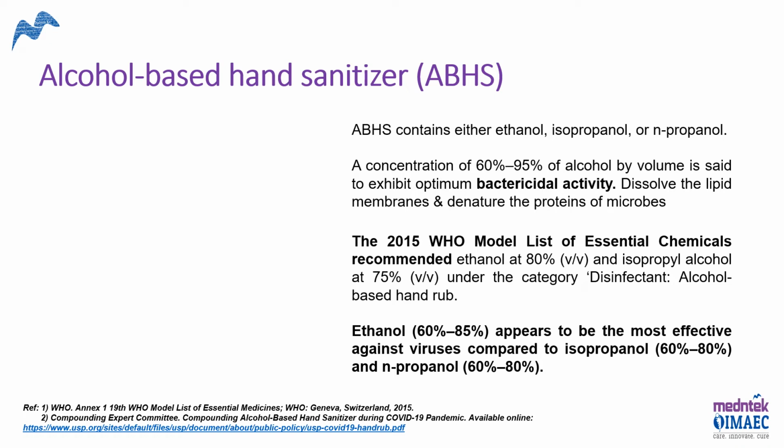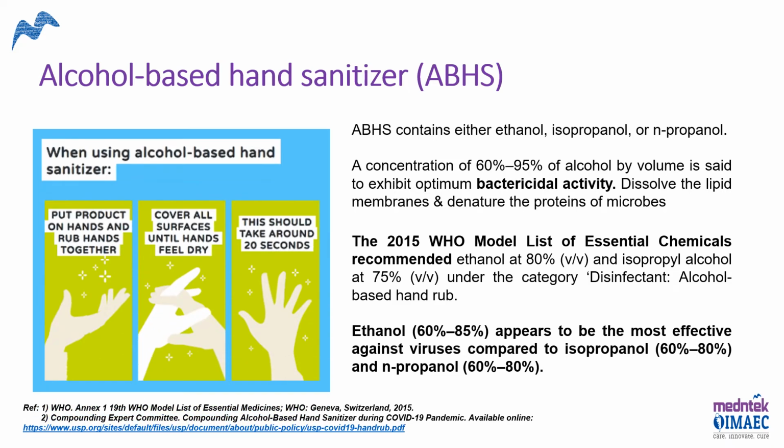The 2015 WHO model list of essential chemicals have recommended that a concentration of 80% of ethanol whereas 75% of isopropyl alcohol are very potent and effective in killing the bacteria and most of the organisms. Similarly, ethanol in the range of 60 to 85%, whereas isopropanol in the range of 60 to 80% and N-propanol 60 to 80% appears to be most effective against the viruses.